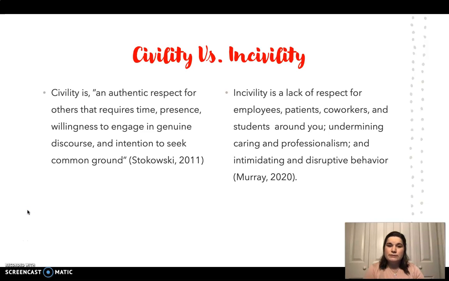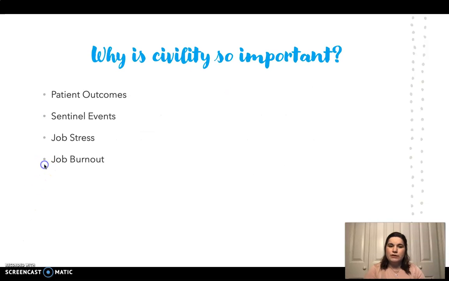Civility is an authentic respect for others that requires time, presence, willingness to engage in genuine discourse, and intention to seek common ground. Incivility is a lack of respect for employees, patients, coworkers, and students around you, undermining caring and professionalism and intimidating and disruptive behaviors of others.